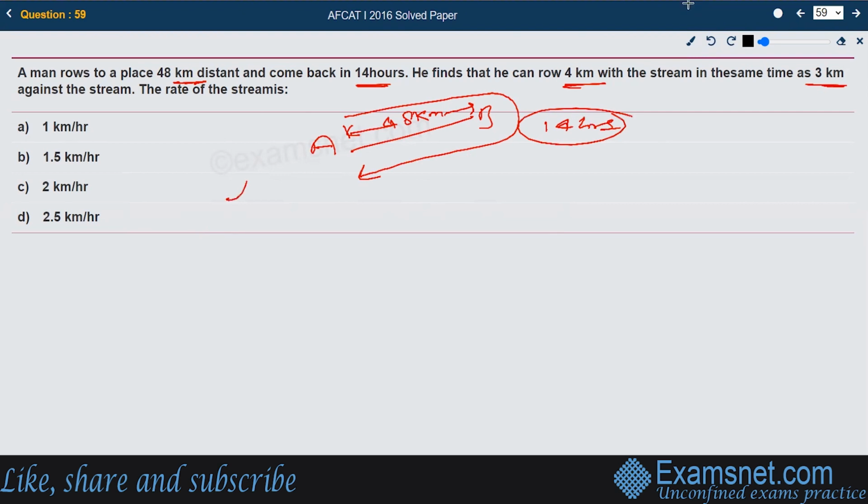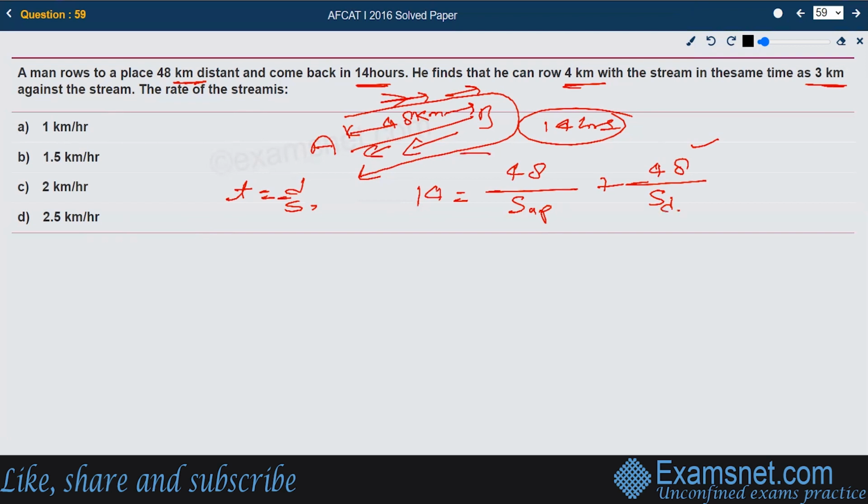Time is distance over speed. So the total time taken is 14. We can write 14 is equal to the distance, which is already given, 48, divided by the upstream speed, S up, plus 48 divided by the downstream speed, let me take it as SD. So this is my first equation: 14 = 48/S up + 48/SD. We're going to use this equation later on.